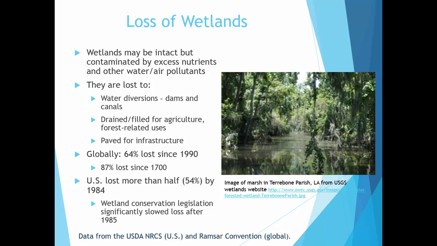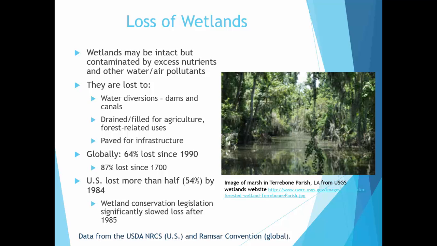So when we have a dam or a canal that diverts water or holds water back so it doesn't go into a wetland, that's going to cause a wetland to drain and be lost. Often wetlands are drained or filled for agricultural use or to grow trees or forest-related use. And then we pave over wetlands. Often if we want to put a road through a new area, then we'll pave over a wetland. If you want to build a new housing development in an area that was once wetland, then it could be paved over.